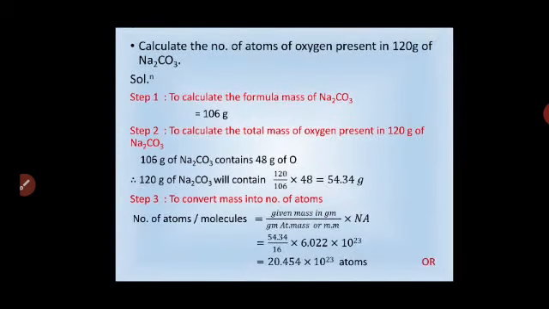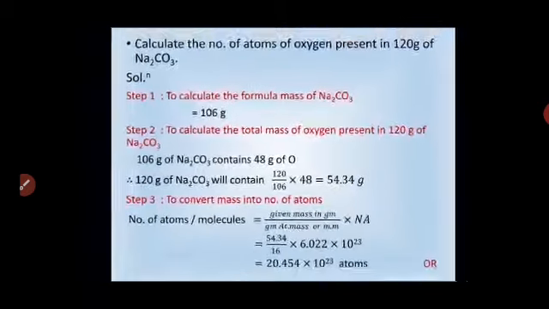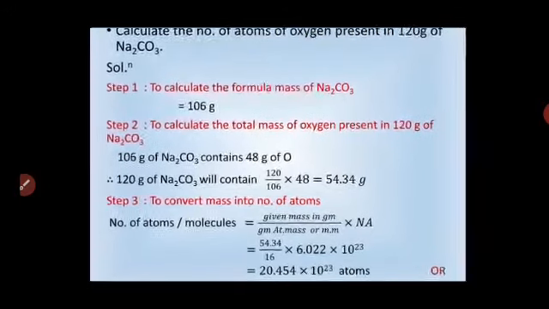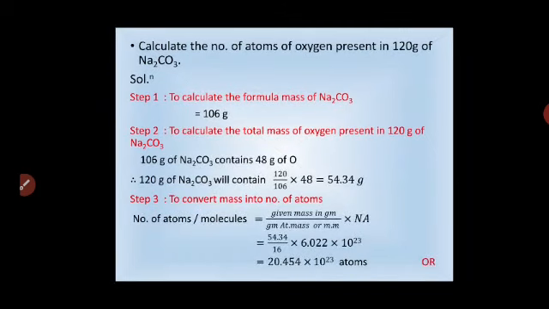This is one more type of problem. Calculate the number of atoms of oxygen present in 120 gram of Na2CO3, sodium carbonate. Now how can we solve this problem? See here, what is given? 120 gram of Na2CO3 is given, meaning mass of Na2CO3 is given. What do we have to calculate? Number of atoms of oxygen only. Number of atoms means total number of particles of oxygen.